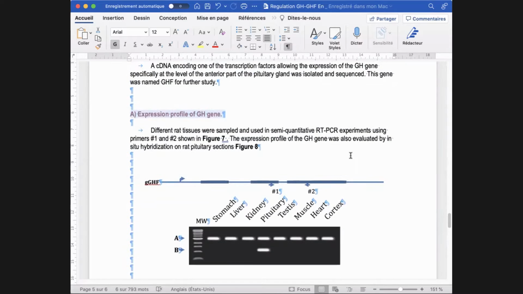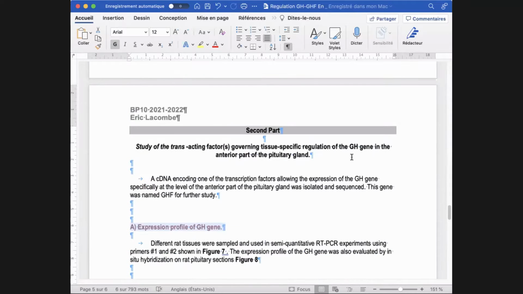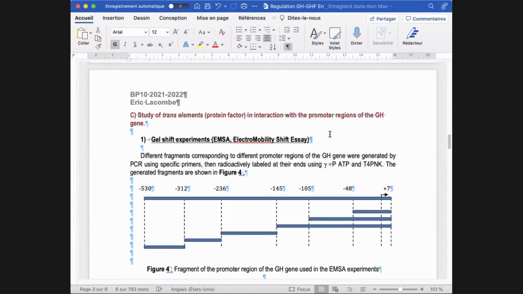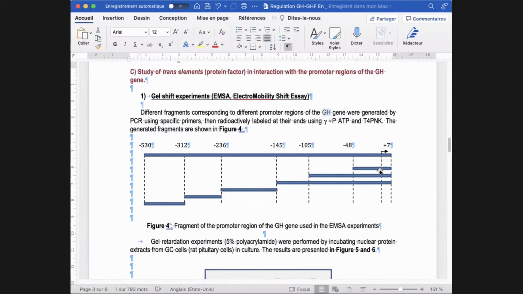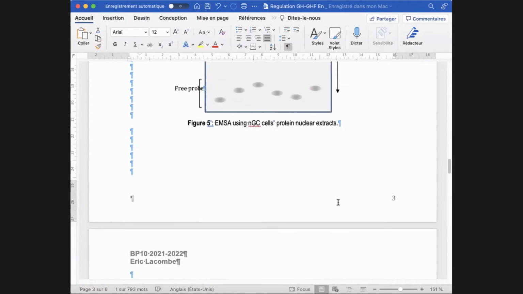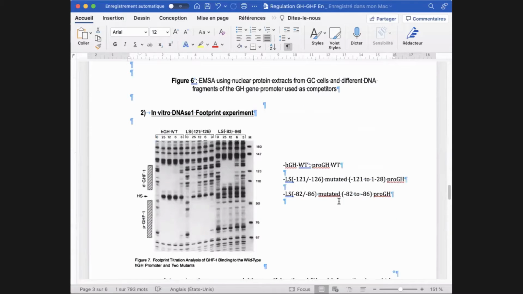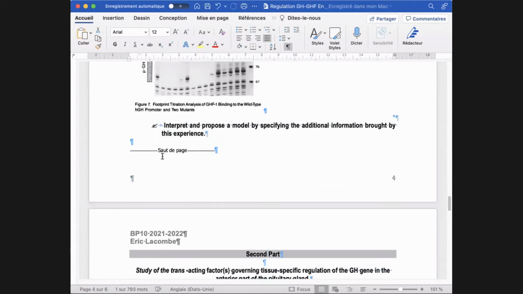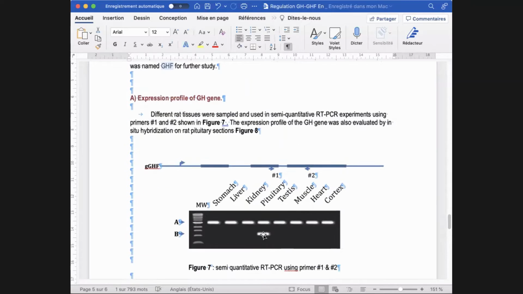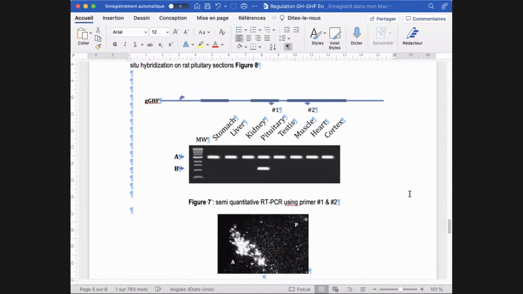Think about what we studied before. Before, we were studying the gene that codes for the growth hormone. We saw that this gene was only expressed in the pituitary, and was under the control of the GHF transcription factor. And this first experiment tells you that the GHF factor is also expressed only in the pituitary. So does it make sense? Is it logical? It makes sense.